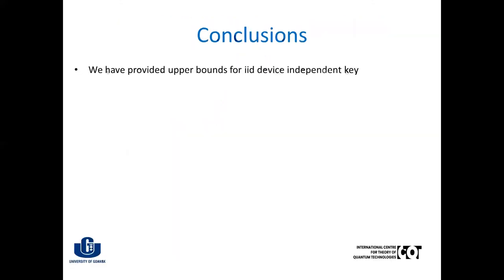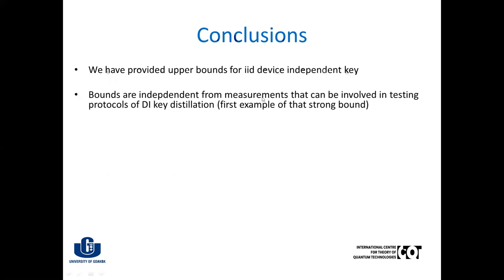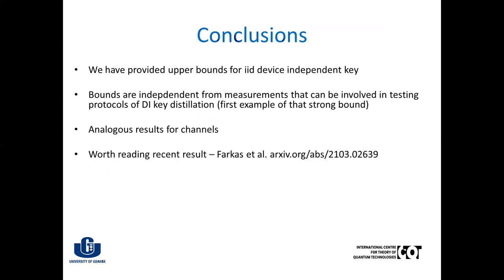So I pass to conclusions. We have provided upper bounds, not on the IID, but on device independent key. The bounds are independent of the measurements that can be involved in protocols. So this is the first example of such a strong bound. We have also analogous results for channels. And I also recommend, apart from the three papers that I showed you before, the recent paper by Mate and co-authors, which is giving some strong bounds in low dimensional cases.